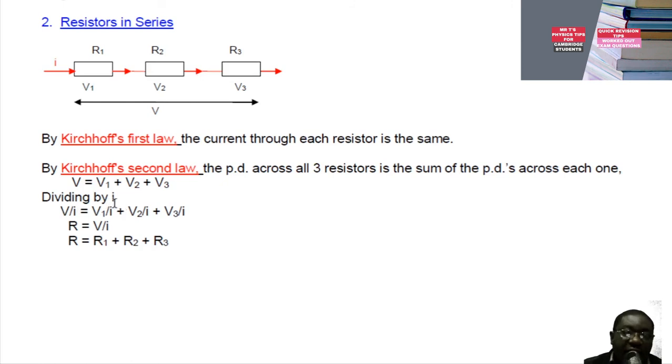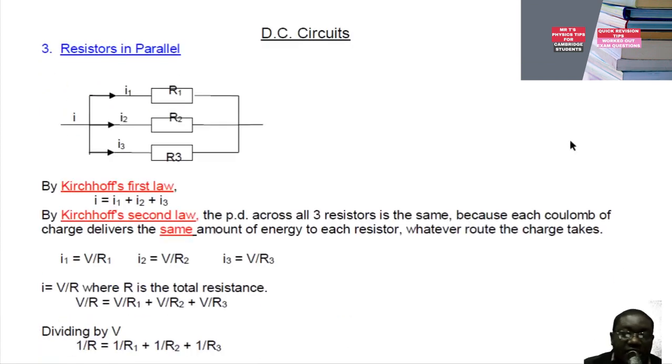Now dividing by I, since I is common for the three resistors, V over I is equal to V1 over I plus V2 over I plus V3 over I. And the total resistance of the network of resistors is equal to V over I, which is this one. So this becomes R1 plus R2 plus R3. So resistors in series, in order for you to get the sum or the total resistance, you simply add the resistances of the resistors.